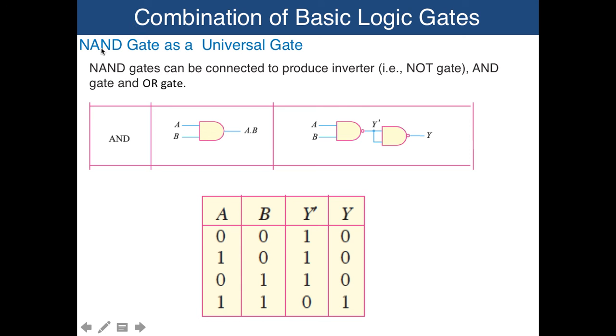From the NAND gate you can also make the AND gate. By using two NAND gates, you can make the AND gate. Here the two inputs go to the first NAND gate, and the output is connected to a second NAND gate, whose two inputs are again joined together and make a single connection. So this will work as a NOT gate.